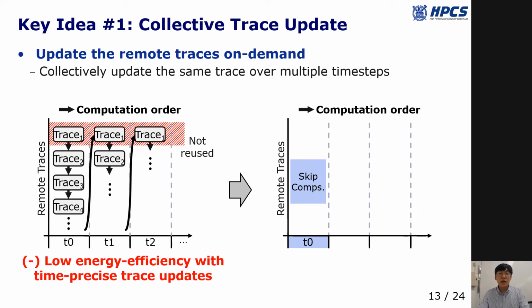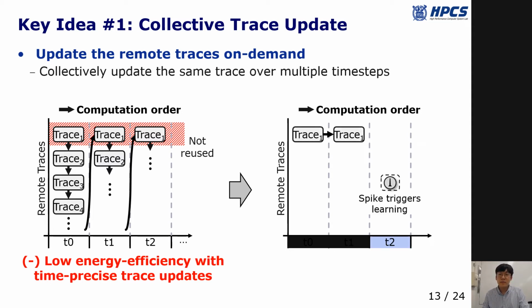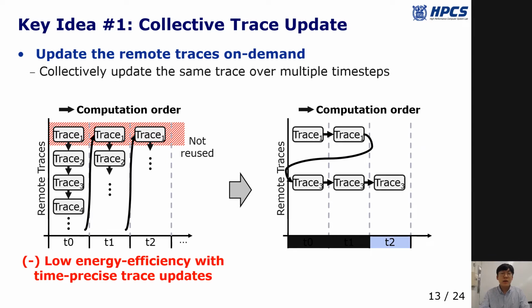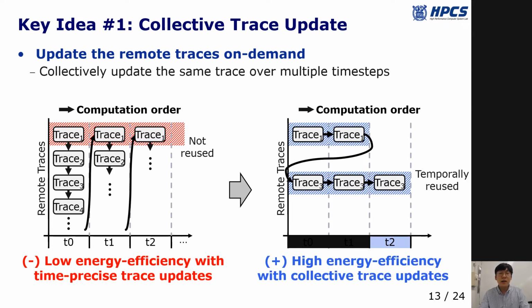First, I'll explain collective trace update, which enables temporal data reuse of the traces. Unlike the time-precise baseline, where all the traces are updated for each time step, collective trace update updates the traces on demand. The simulator skips trace updates in the absence of a spike. Instead, it updates the traces when a spike triggers learning. By doing so, it collectively updates the same trace over multiple time steps and thus achieves high data reuse opportunities.